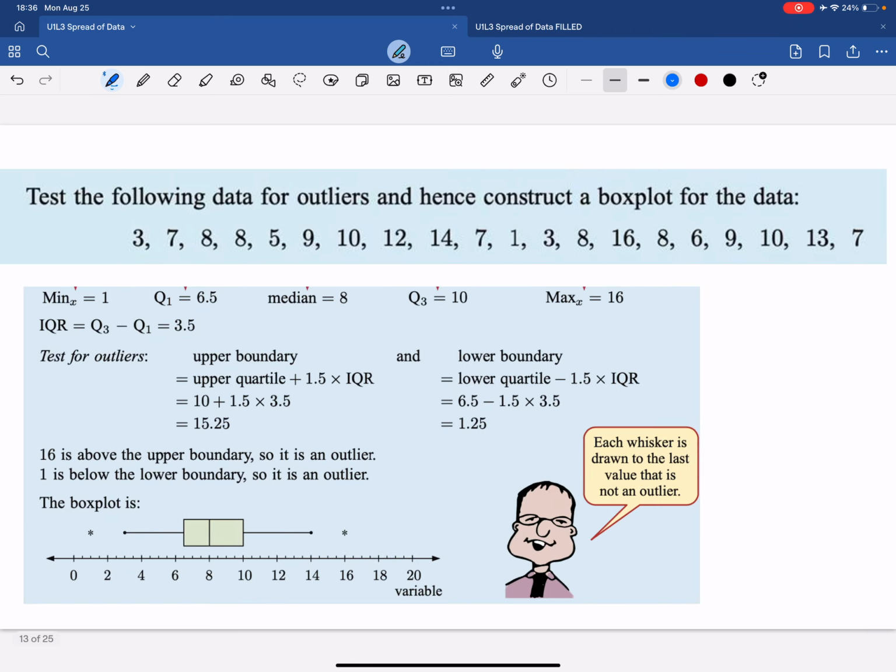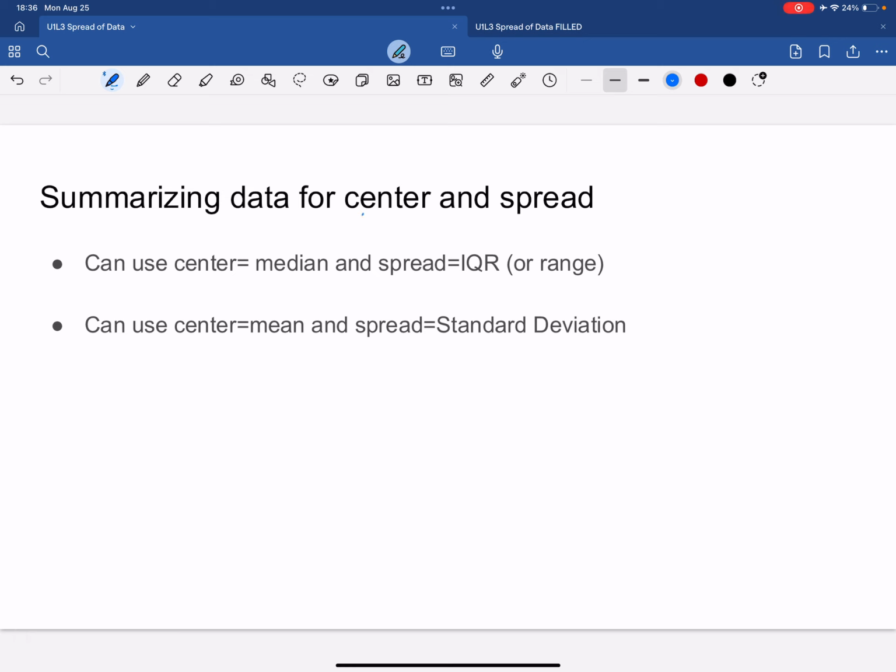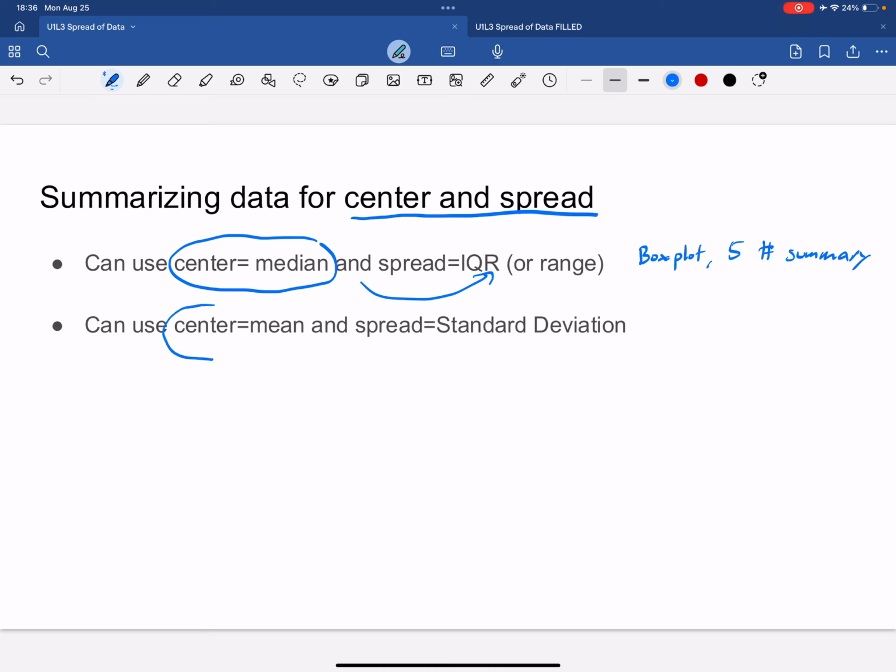I think I'll stop here. So when we want to talk about center and spread: if we're using the median as our center, we go with IQR or range. This is your box plot. This is the 5-number summary. If we go with the center as the mean, then we want to use standard deviation.